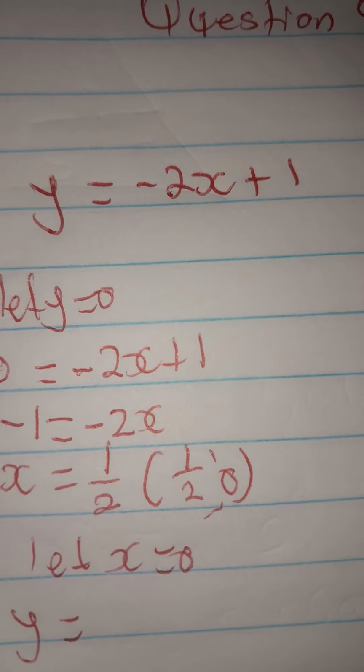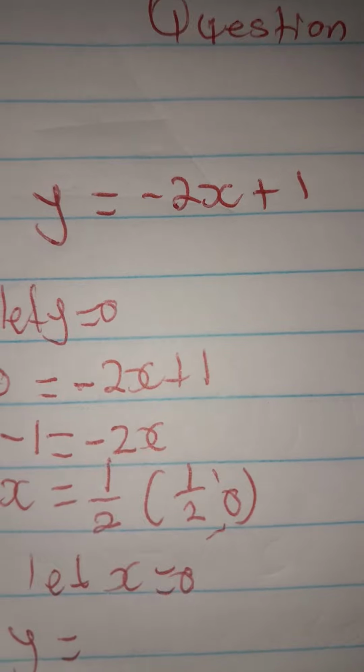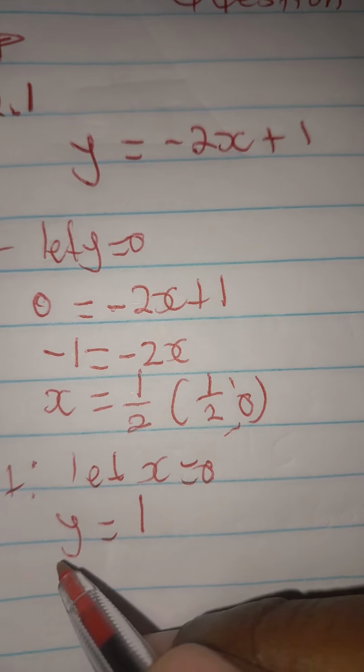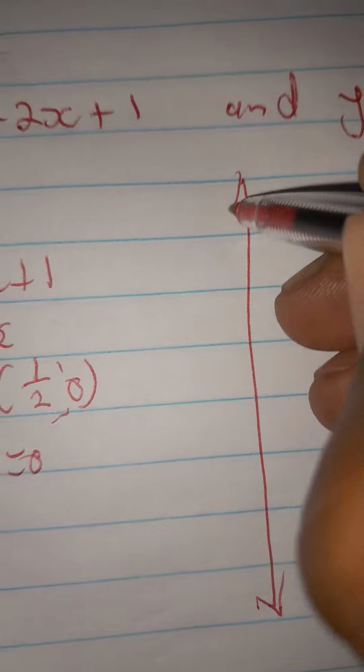So negative 2 times 0 plus 1, what is that? We get 1, right? So it's going to be 1 when you place 0 here. So the coordinate will be 0 and 1. So let's put it into a Cartesian plane.